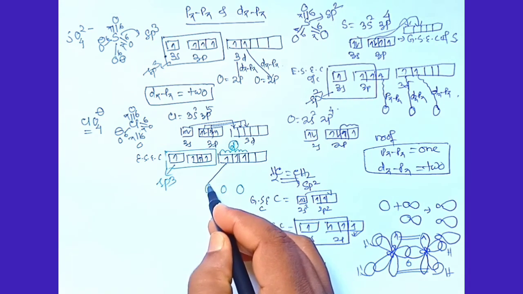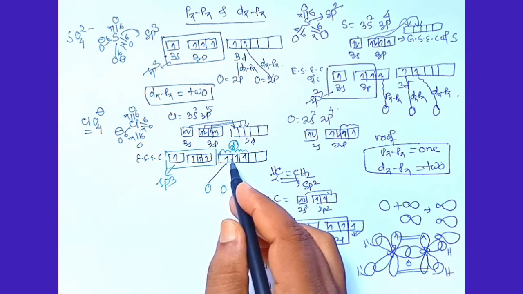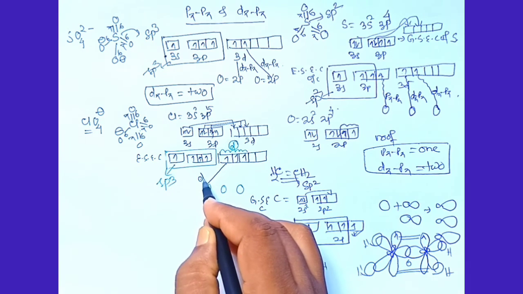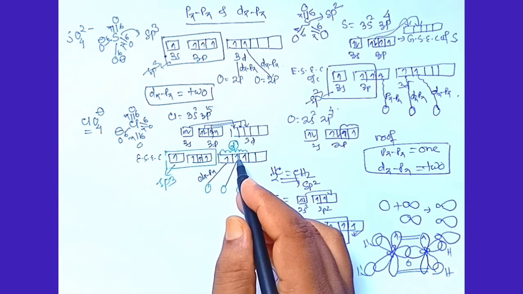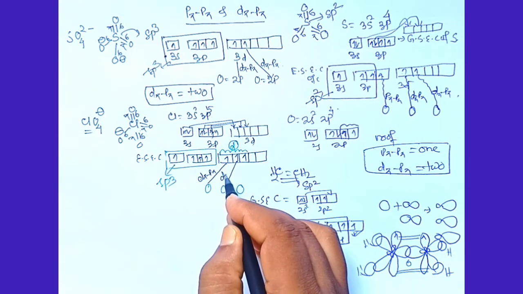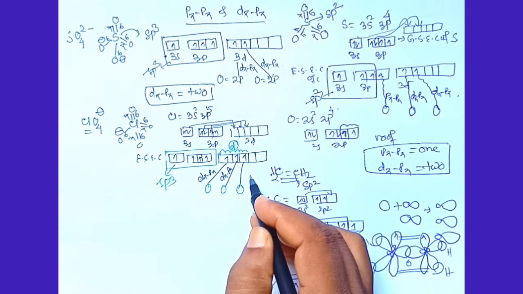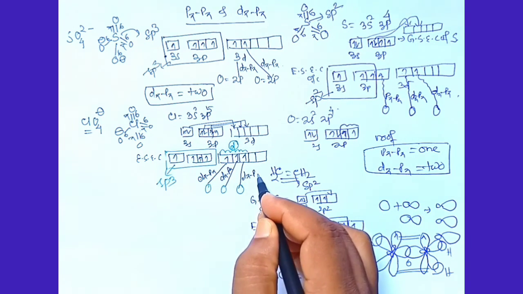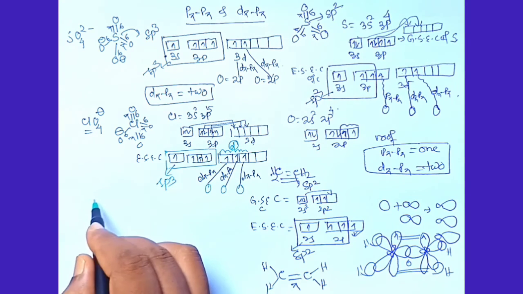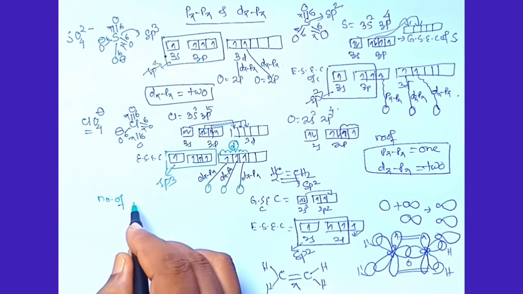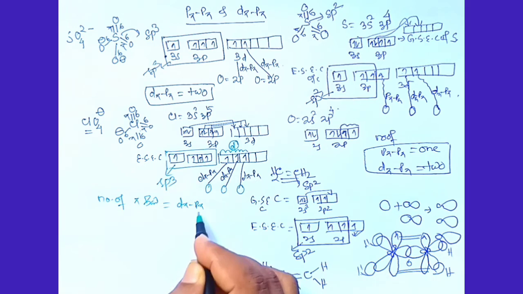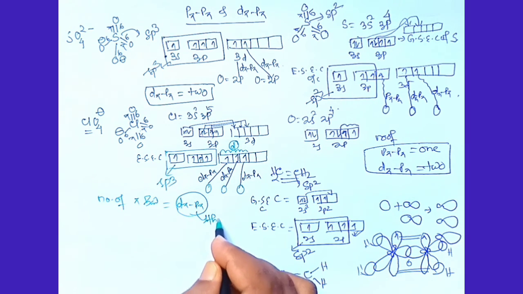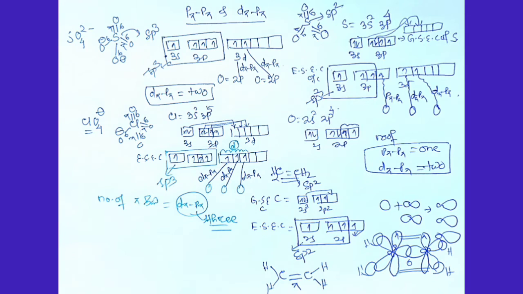So one pi bond is formed between d of chlorine and p of oxygen, so it will be d pi p pi. Similarly, the second one is formed between the d of chlorine and p of oxygen, so it will be d pi p pi, and the third is between d and p, so d pi p pi. So the number of pi bonds present here is 3, and the type is d pi p pi. So the number of d pi p pi bonds here is 3. Okay, we can discuss one more example.